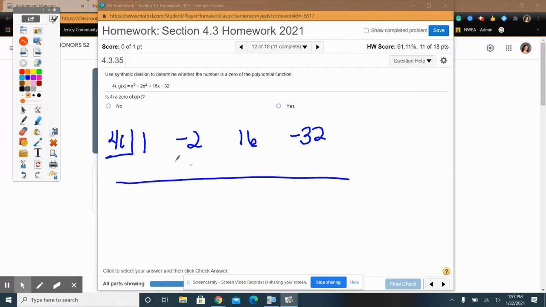We have 1, -2, 16, and -32. We skip a line and we draw a line. And we have a party. 1 times 4i is 4i. 4i minus 2 is just 4i minus 2.